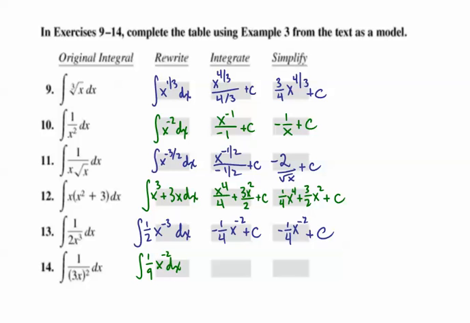And now we're going to increase. We'll get x to the negative first divided by negative 1. And so we'll end up with negative 1 over 9x plus c. Alright, so that does it for these.